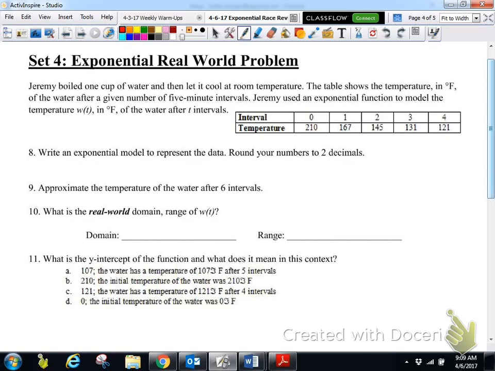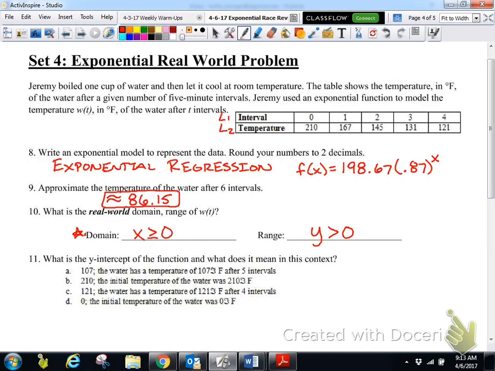The next set is going to be exponential real-world problems. So what we need to do is take everything we know about exponentials, exponential regression, and everything, and apply it to a real-world situation. So go ahead and pause it, give yourself a few seconds to work out this one, and then see how your answers compare. So for the sake of time, I went ahead and worked through this problem so you could check your work.